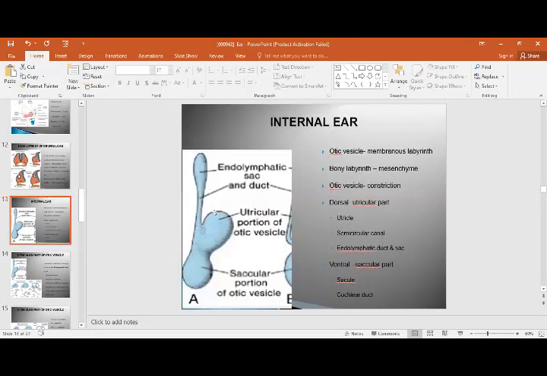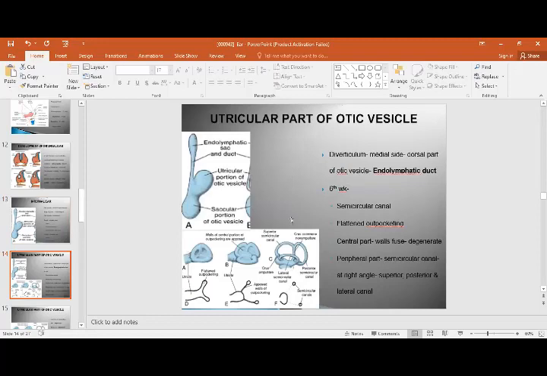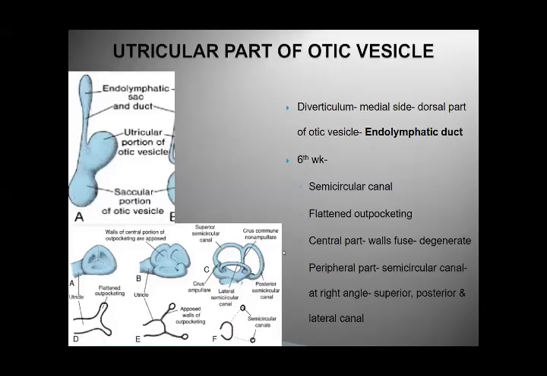Look, dear, this otic vesicle divided into the saccule anteriorly and the utricle posteriorly. Now we are talking about the utricle, this part, from whose medial side, as I told you, an outgrowth, a projection from the medial side, develops into the endolymphatic duct, and its distal end is dilated to form the endolymphatic sac.